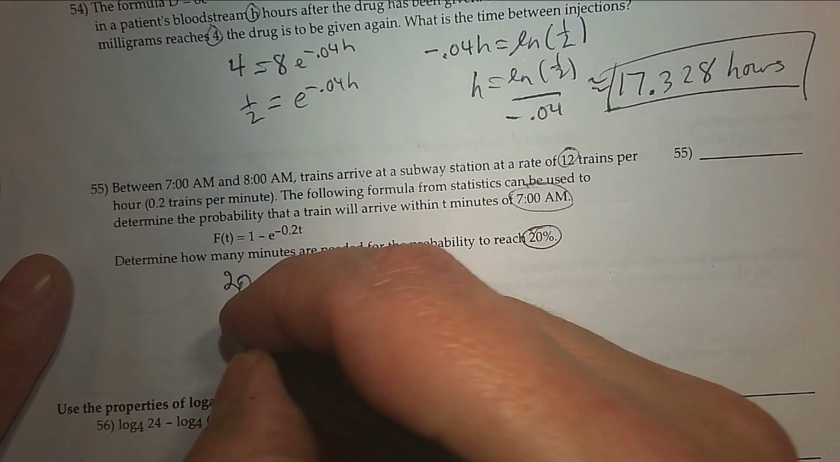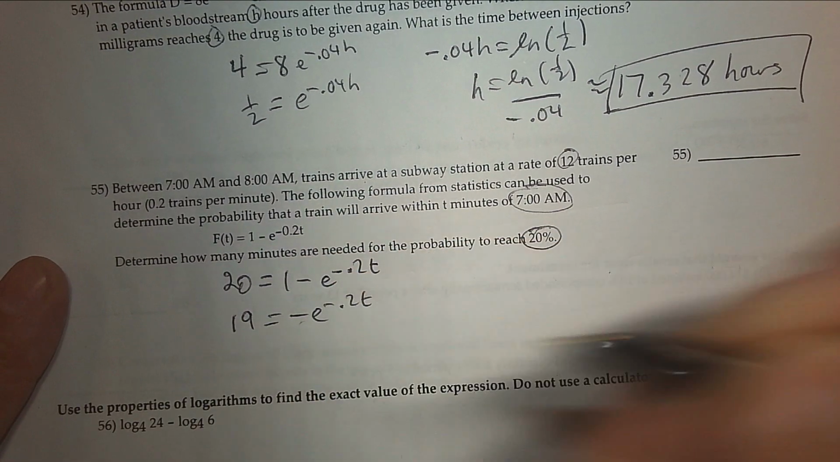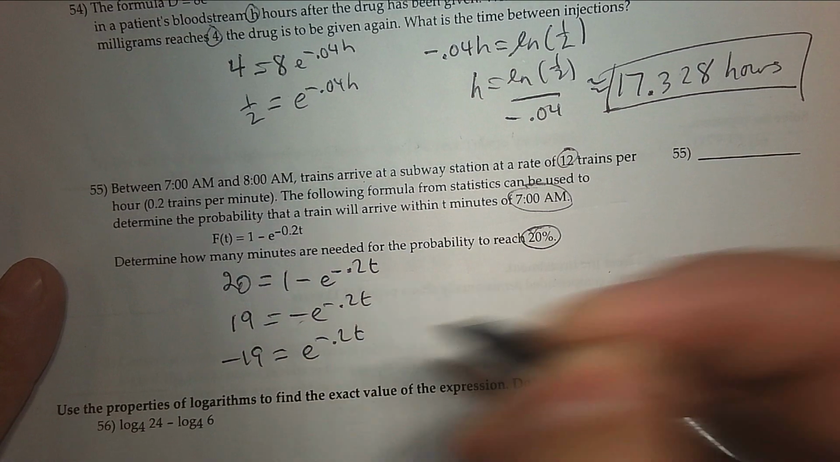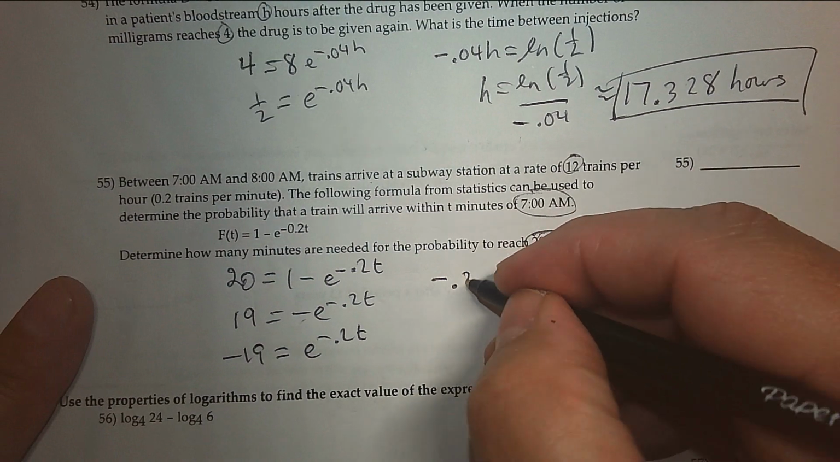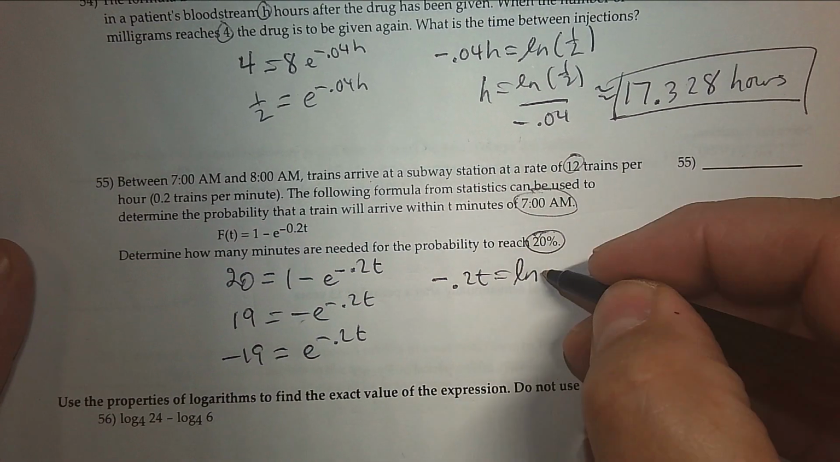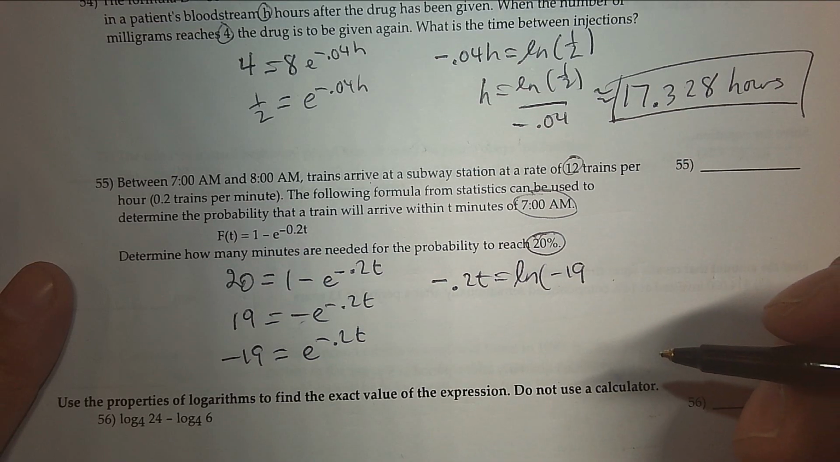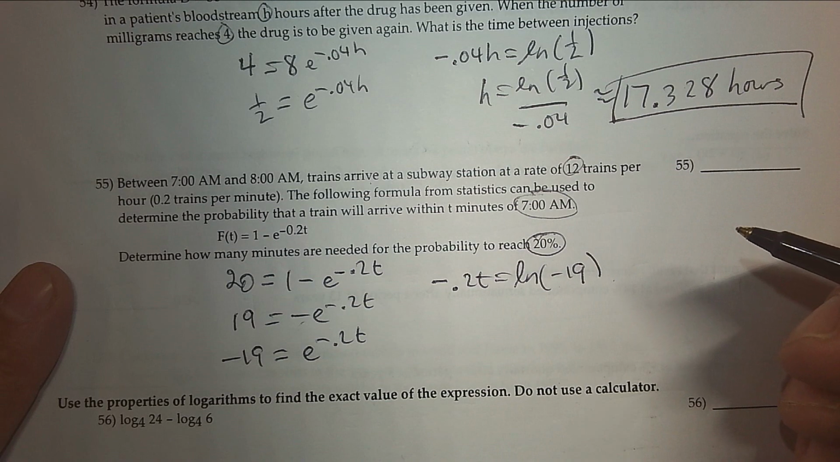So I'm going to subtract 1. I'm going to divide by -1, which makes it -19. And then I've got to write this as a logarithm. So the exponent is -0.2t. The logarithm's ln, and inside is -19. We can't have that. What did I do?